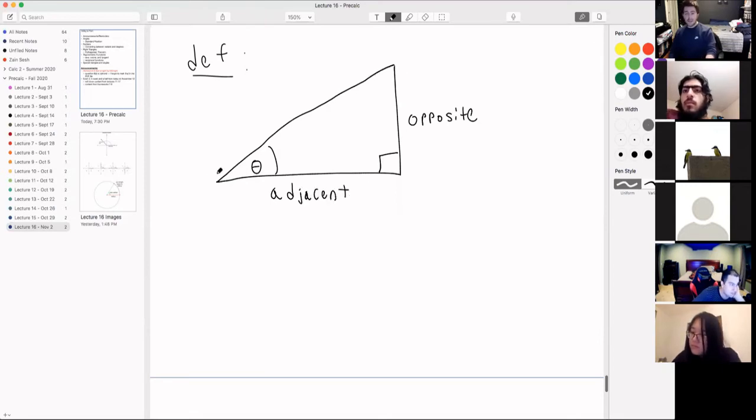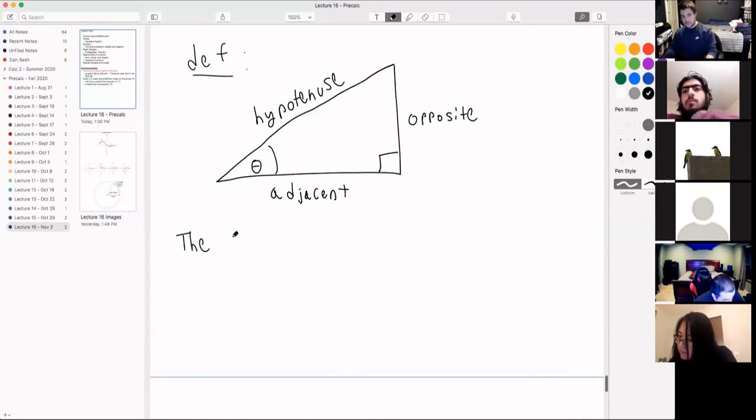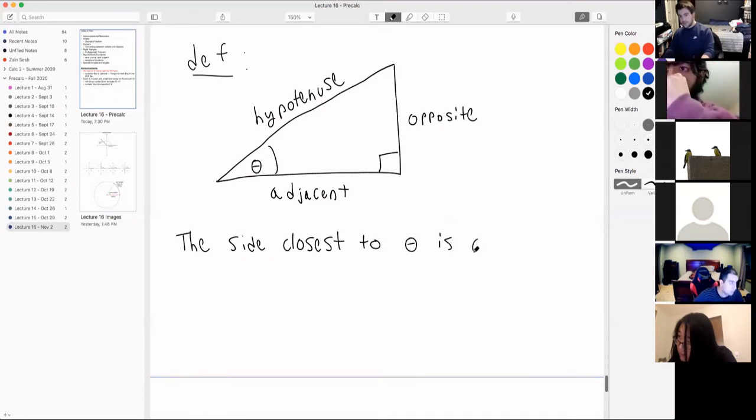Okay, and then the hypotenuse is still called the hypotenuse. That's just the side that's opposite from the right angle. Okay, so that's the hypotenuse. Okay, so we're going to need this. So I'm just going to write this now. So the side closest to theta is called the adjacent side.